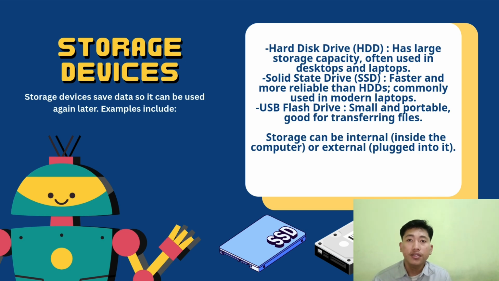Storage device. Storage devices save data so it can be used again later. Example 1. Hard disk drive, HDD, has large storage capacity, often used in desktops and laptops. 2. Solid state drive, SSD, faster and more reliable than HDD, commonly used in modern laptops. USB flash drive, small and portable, good for transferring files. Storage can be internal, inside the computer, or external, plugged into it.